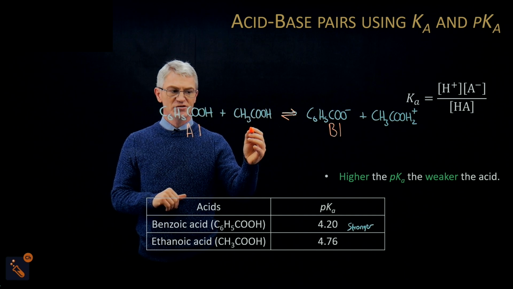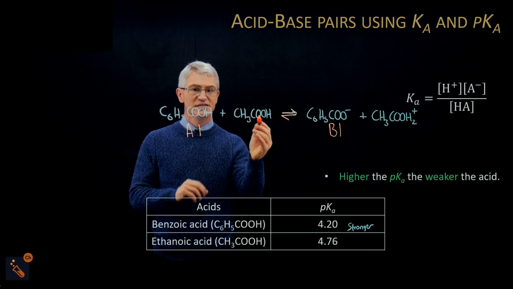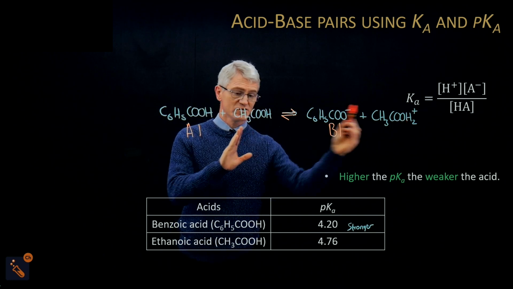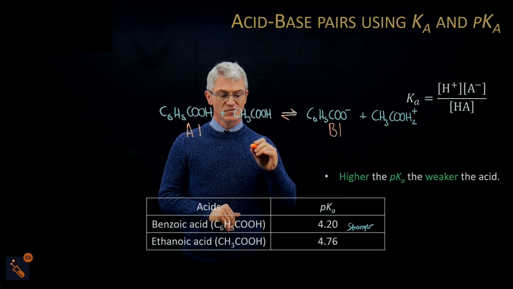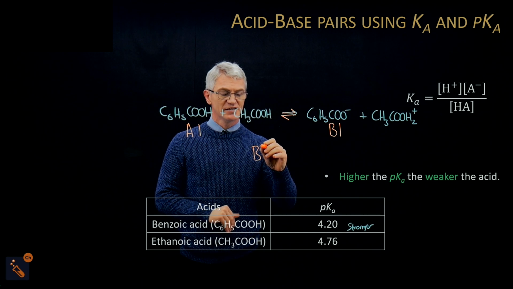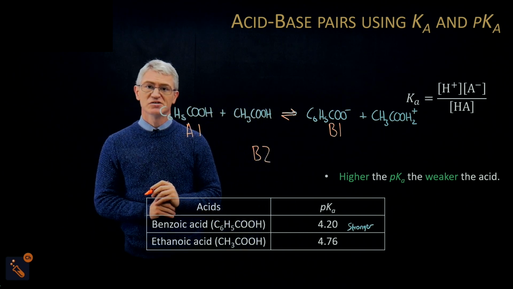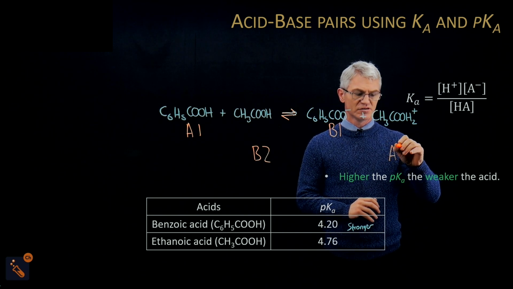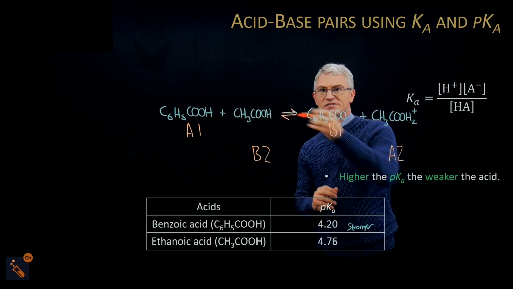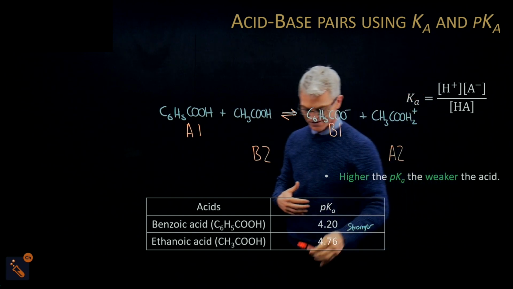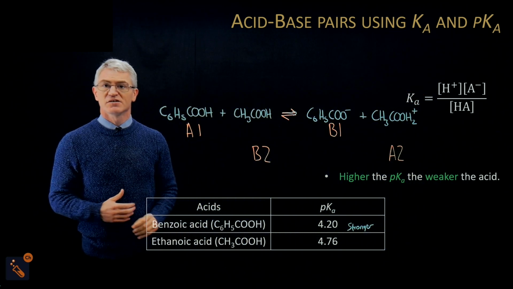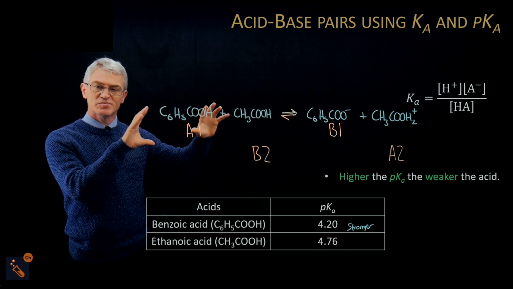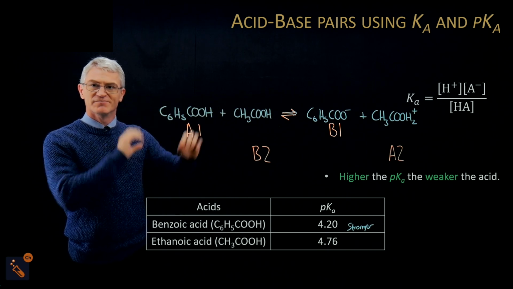Then I'm going to go for this one. This is accepting the proton on this side, so that's going to be a base, and it's the second pairing, so I'm going to put base 2. And then I'm going to put acid 2, because if this goes back the other way, it's going to donate the proton, act like an acid. So that is how you use pKa to write an acid-base pairs type question.